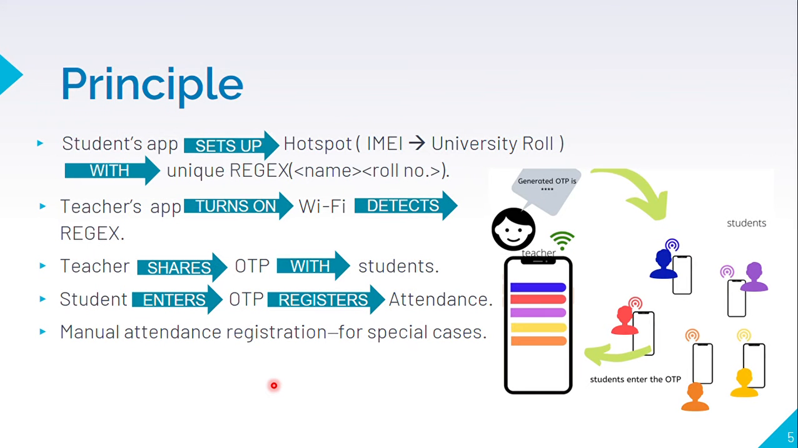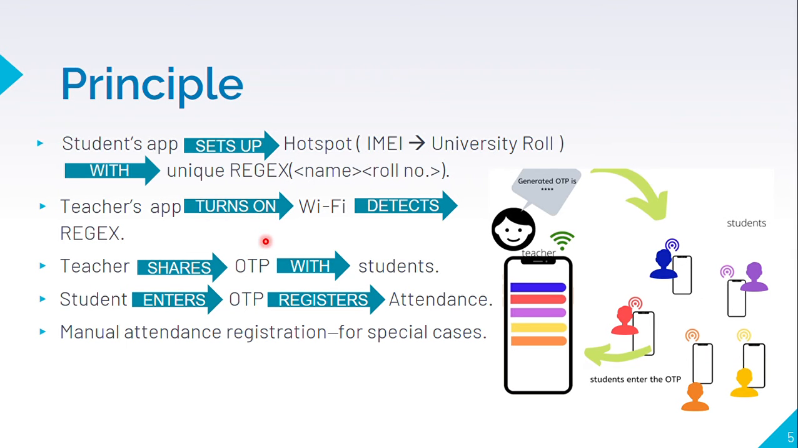Moving on to the crux of our idea, taking attendance. Students and the teachers both log into their account. The account name of every student and teacher is a regex. It contains personal details so that a student can identify the teacher and vice versa. Also, the student's unique IMEI number of his or her phone is mapped to the university roll and the teacher's IMEI is mapped to their subject ID.